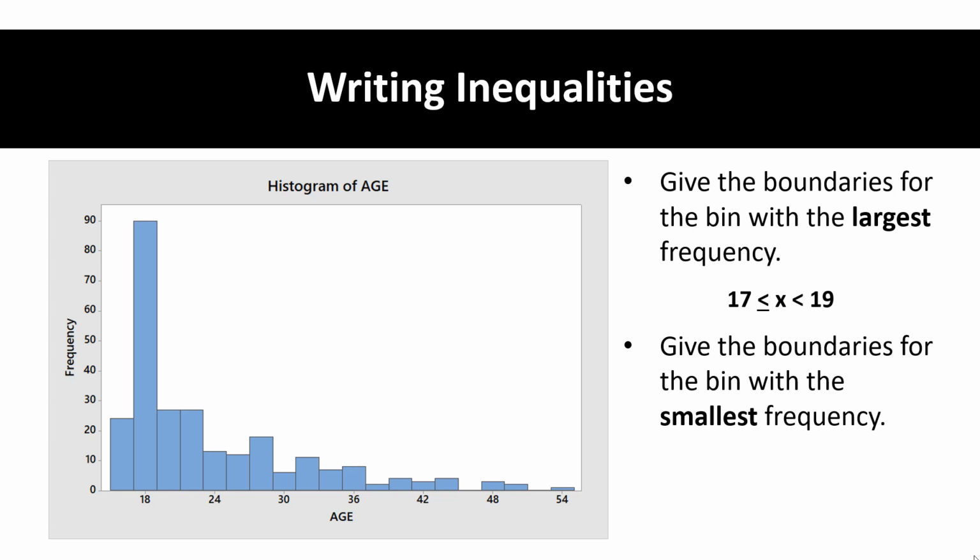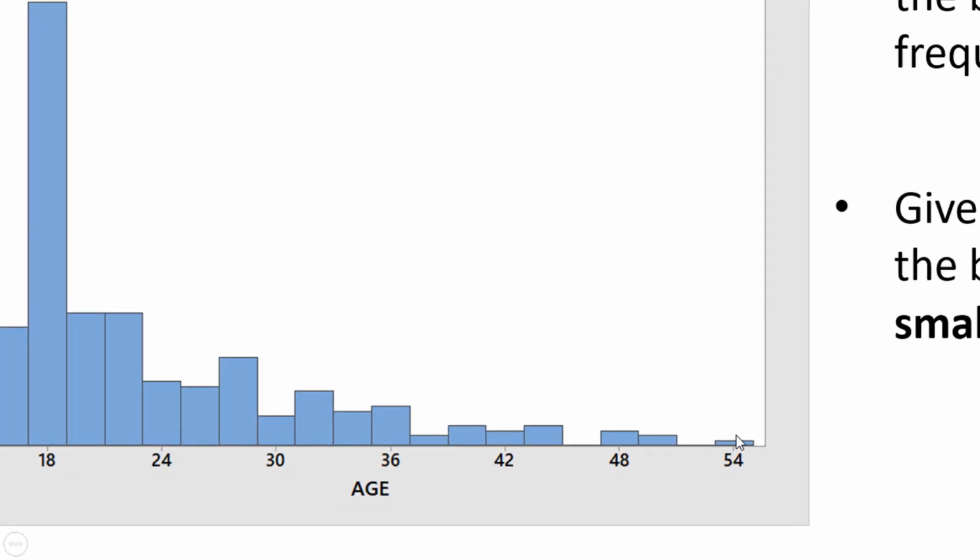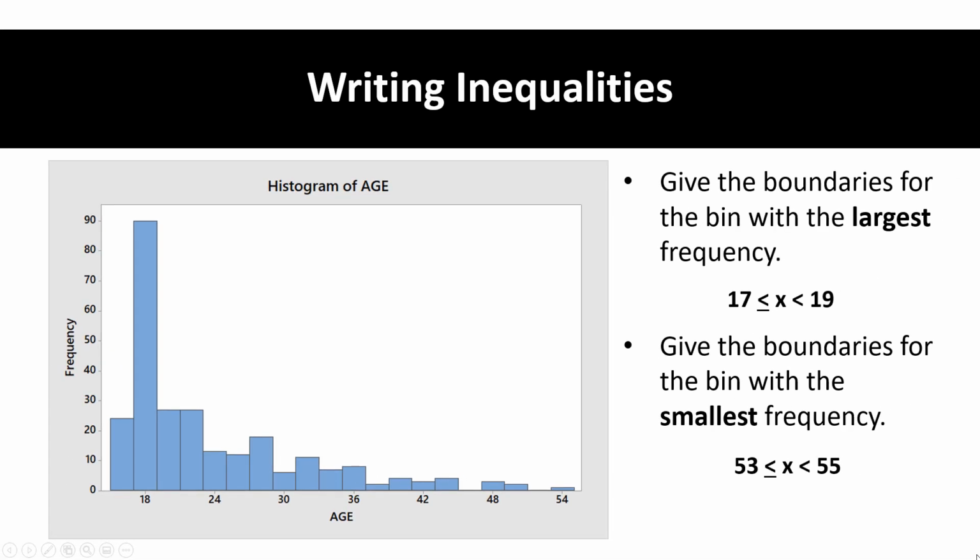Next, it says give the boundaries for the bin with the smallest frequency. Well, this would be this last bin here. Looks like we have a frequency of maybe 2. So again, this has a class width of 2. So that means this lower limit would be 53. And this upper limit would be 55. Writing this as an inequality, we would say 53 is less than or equal to x, the age, which is less than 55. Let's do another example.